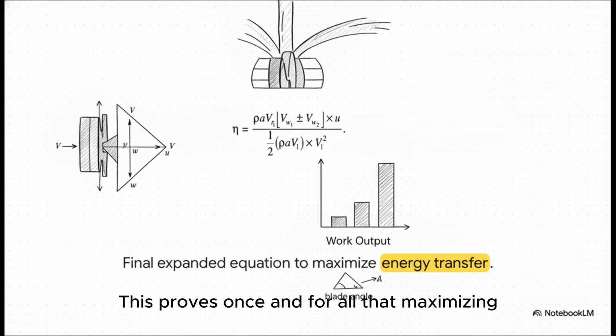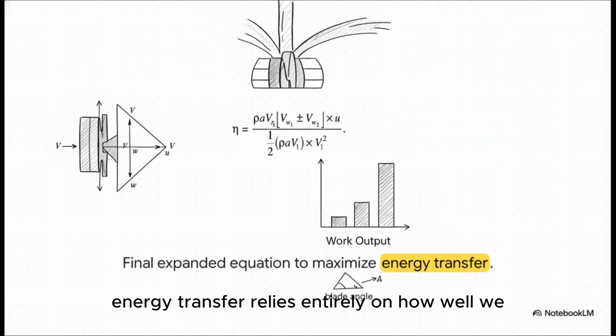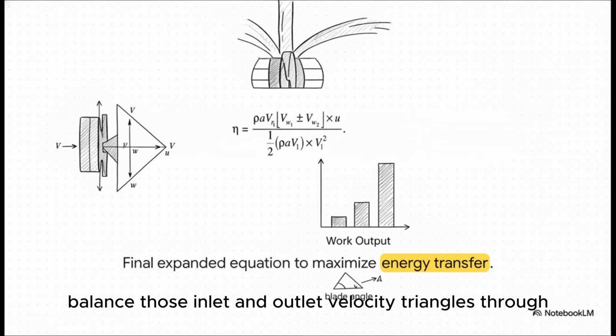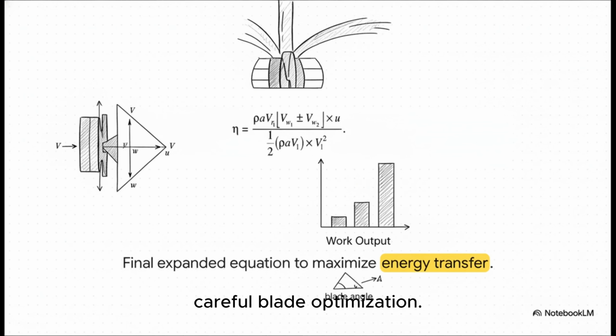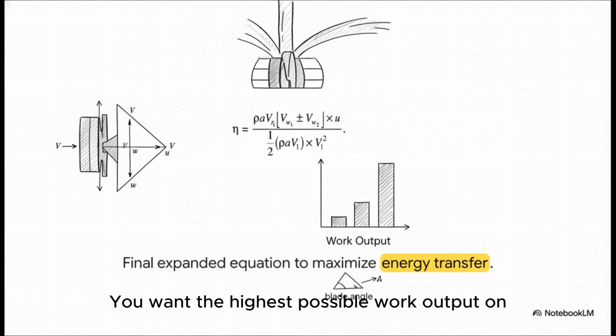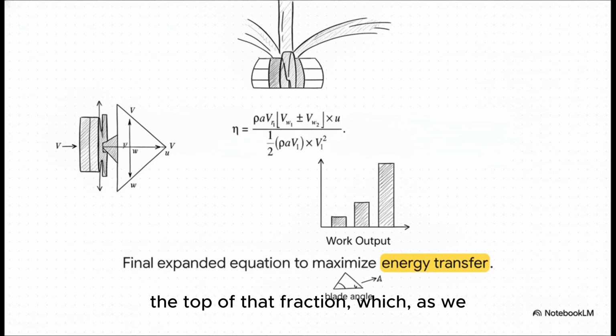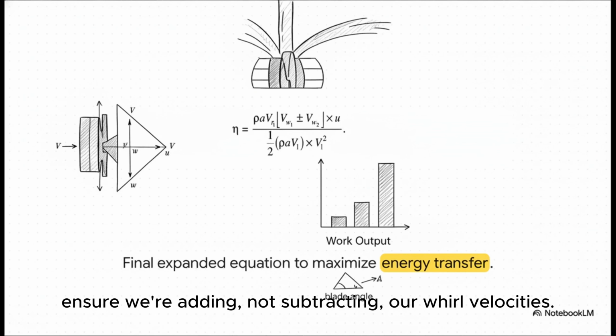This proves once and for all that maximizing energy transfer relies entirely on how well we balance those inlet and outlet velocity triangles through careful blade optimization. You want the highest possible work output on the top of that fraction, which, as we now know, requires an acute blade angle to ensure we're adding, not subtracting, our whirl velocities.